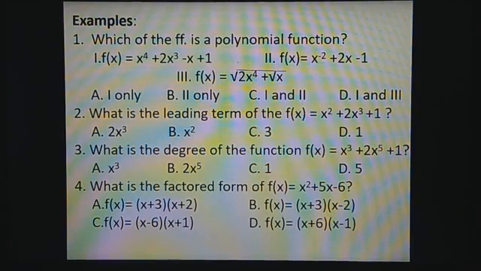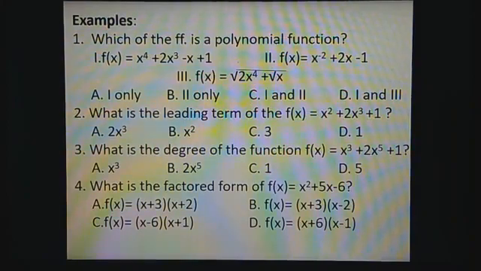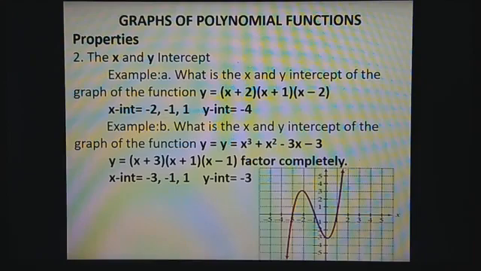6 times negative 1 kasi is negative 6. So, that is the last term. Then, 6 plus negative 1 is positive 5. That is for the middle term. So, the correct answer for number 4 is letter D. Okay. So, that's all for polynomial function. Now, let's proceed to graphs of polynomial function.